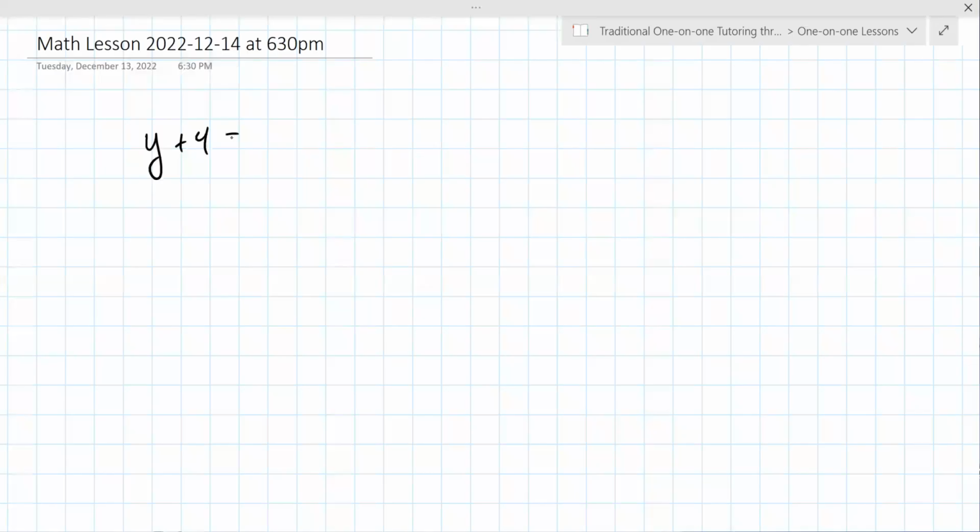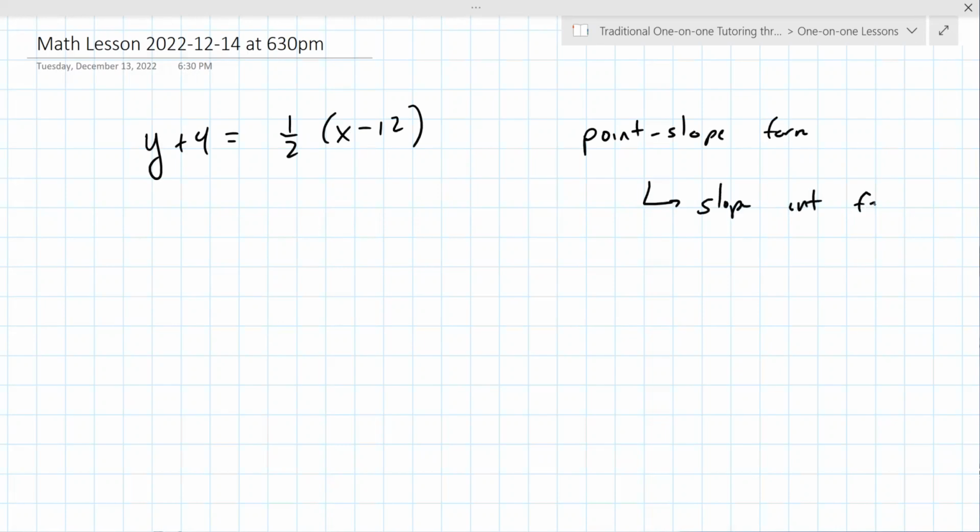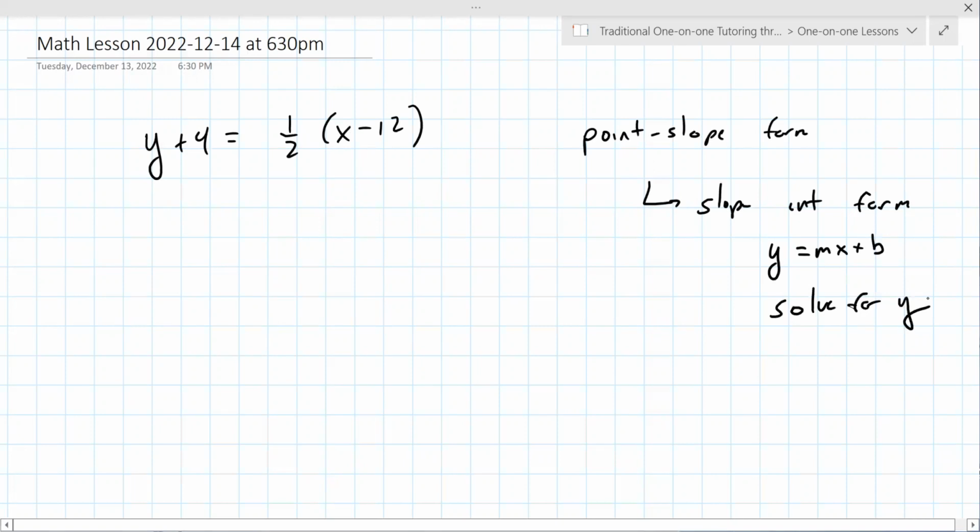y plus 4 equals 1/2 times x minus 12, like this. So this is in what's called point slope form, and you want to convert it to slope intercept form, which is y equals mx plus b. In other words, you're going to solve for y when you do that.